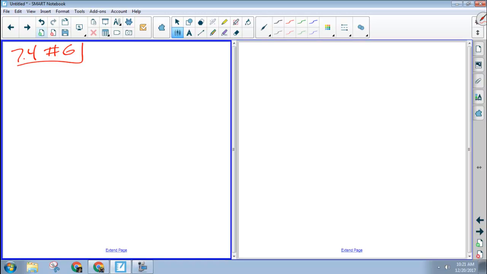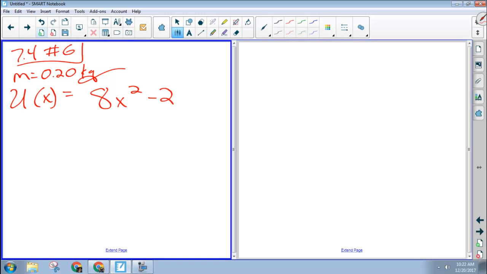Let's see. It says the potential energy of a 0.2 kilogram particle. So my mass is 0.20 kilograms. And then it gives you this. The potential energy as a function of x is, I'm going to drop my units because I'm lazy, 8x squared minus 2x to the fourth. Assuming the only force on the particle is the conservative force responsible for this potential energy, when the particle is at x equals 1 meter, what is the magnitude of its acceleration?